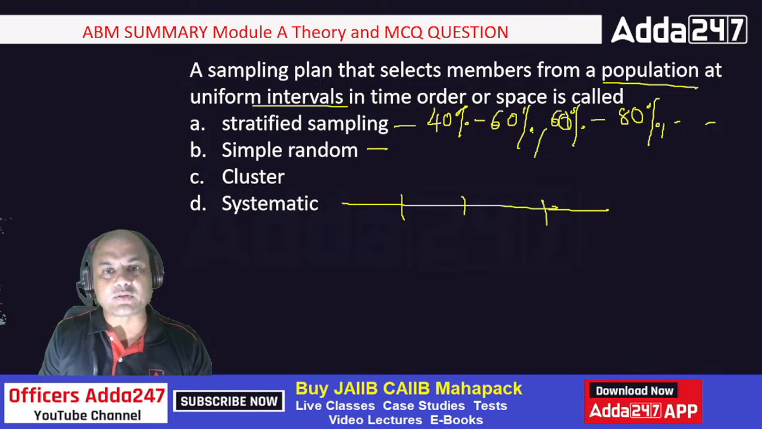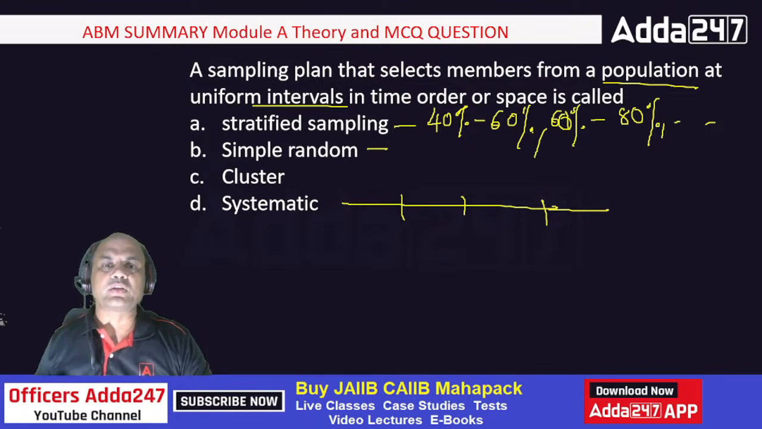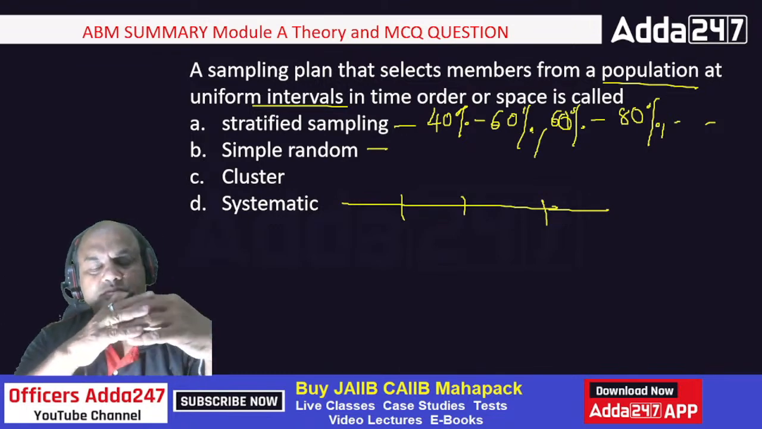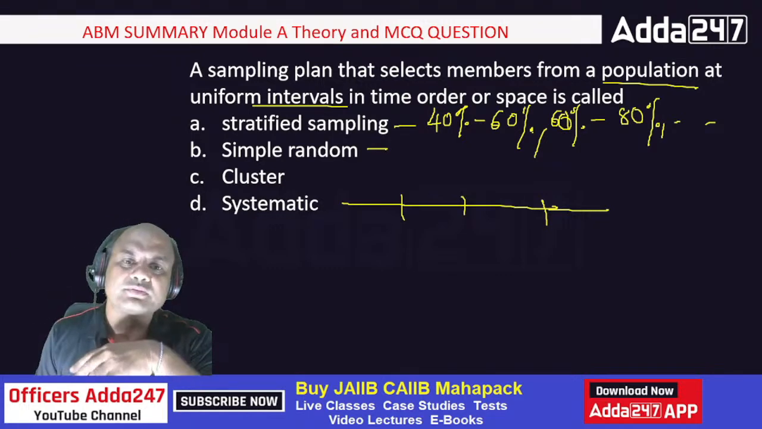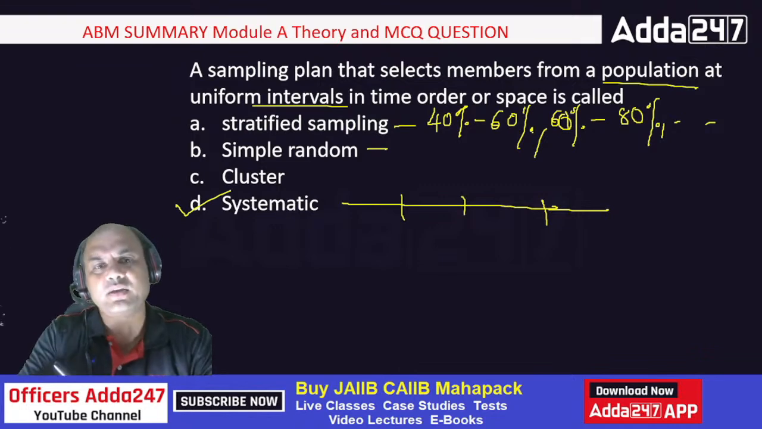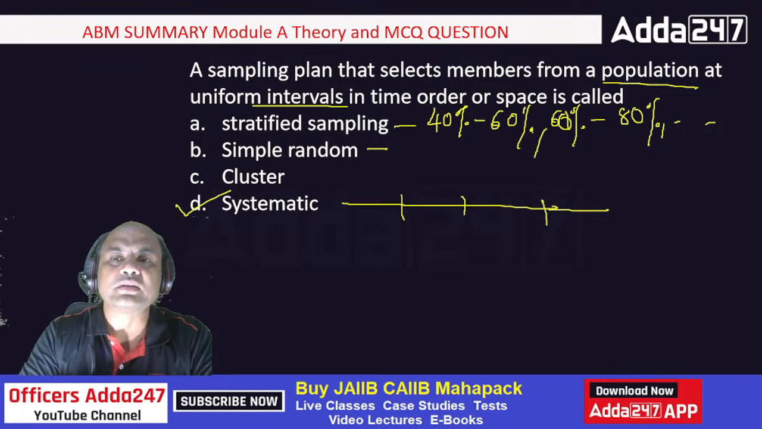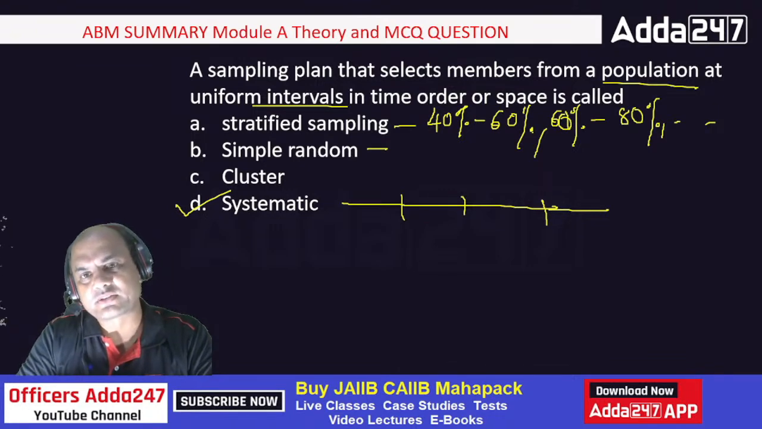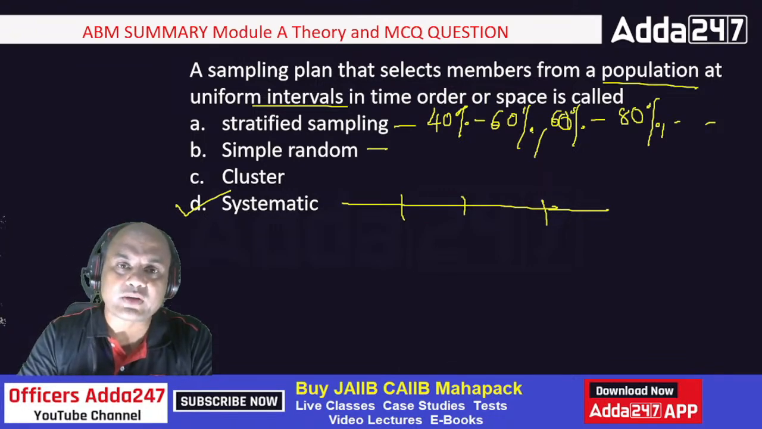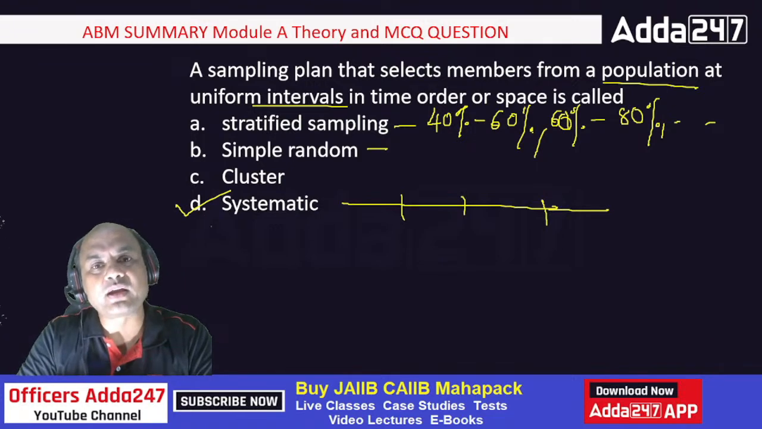Now, which is this? I want the answer from your side. So what is the answer over here? The answer is correct: D, systematic. In systematic sampling, I do it as per these uniform intervals. And stratified, what am I doing?